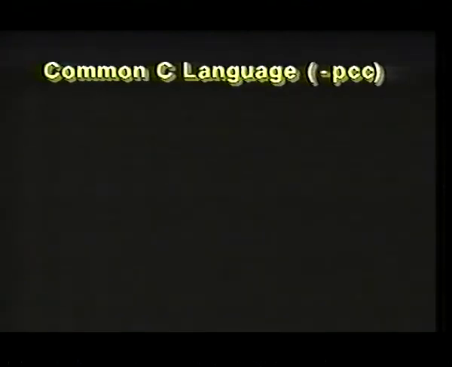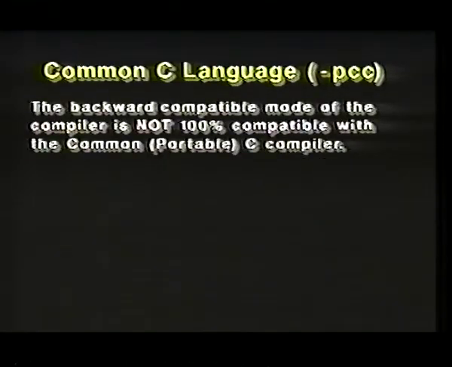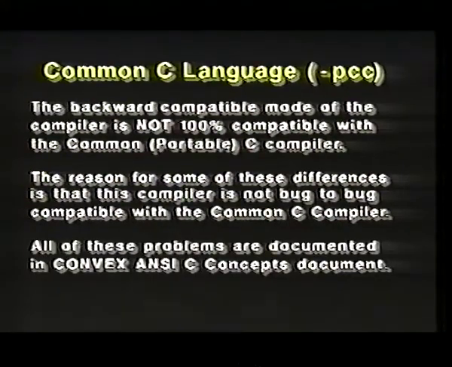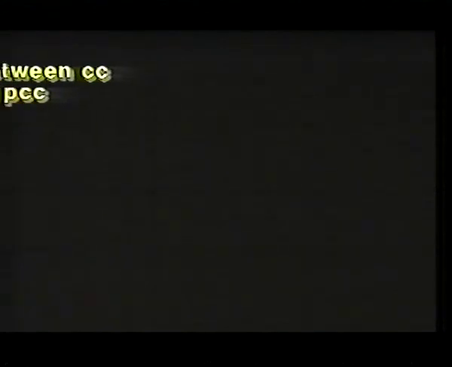Okay. Common C language, -PCC. Backward compatibility mode of the compiler is not 100%. Let me repeat, not 100% compatible with the common or portable C compiler. This is because we're not bug-for-bug compatible with the common C compiler. I'm going to only cover three of the major problems with the compiler, but all the differences are documented in the Convex ANSI C concept document, which talks about almost all these features I'm talking about now.